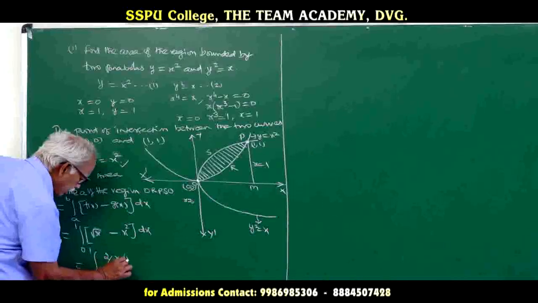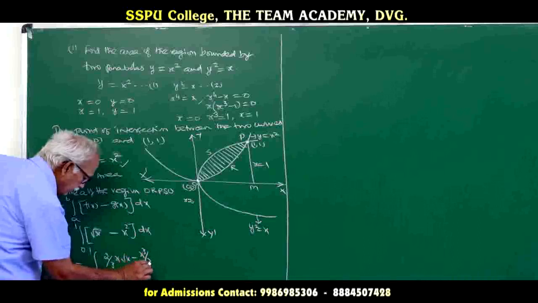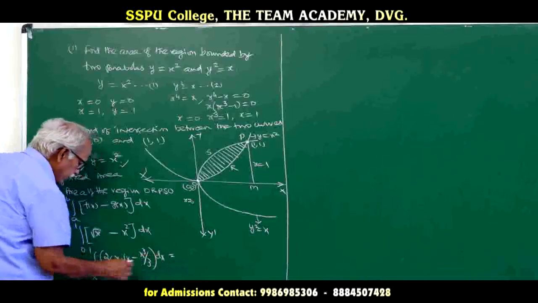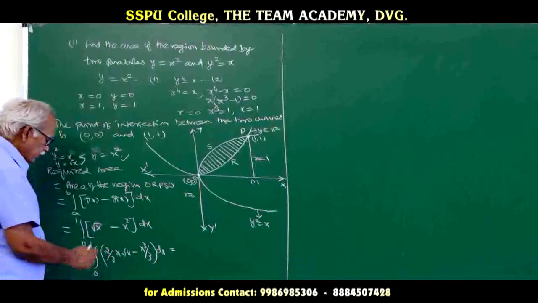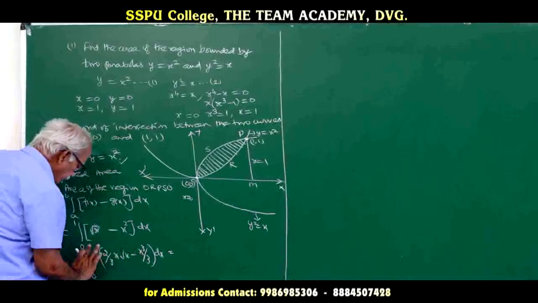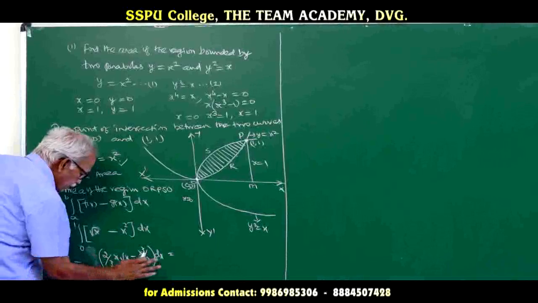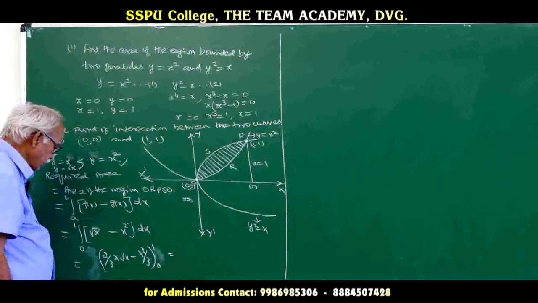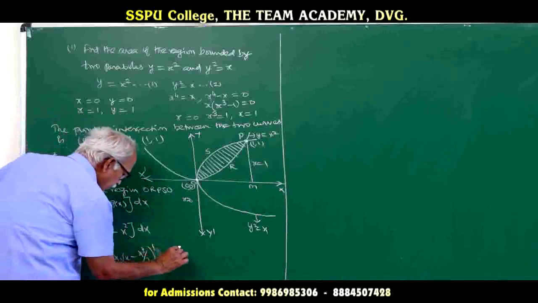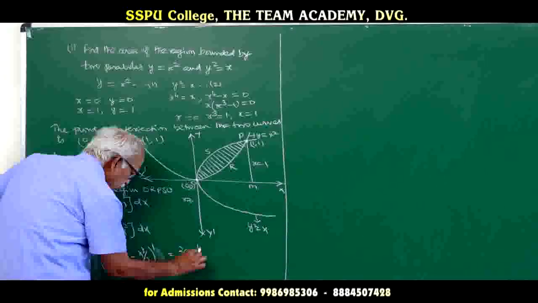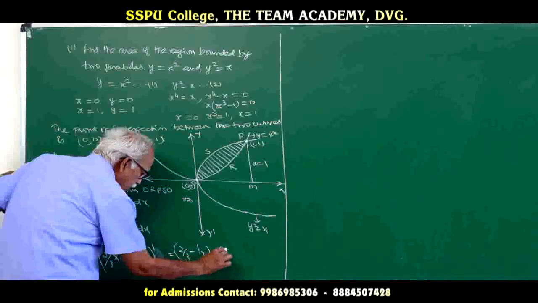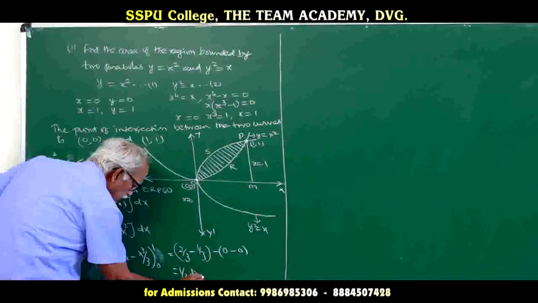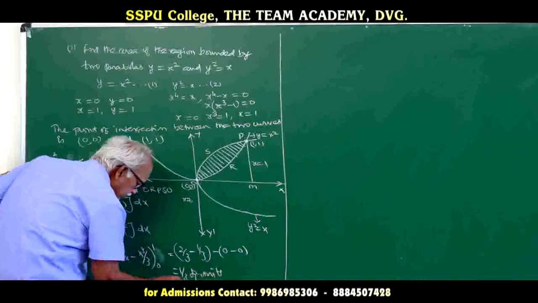2 by 3 x root x minus integration of x square, which is x cube by 3. Integration of root x is 2 by 3 x root x. So, we have completed the integration itself. Now we take upper limit minus lower limit. What is the upper limit? That is 2 by 3 minus 1 by 3. Lower limit is 0. So, this is 1 by 3 square units.